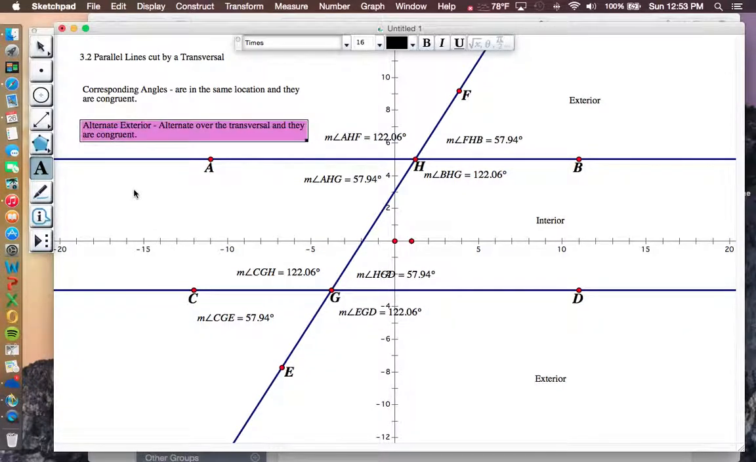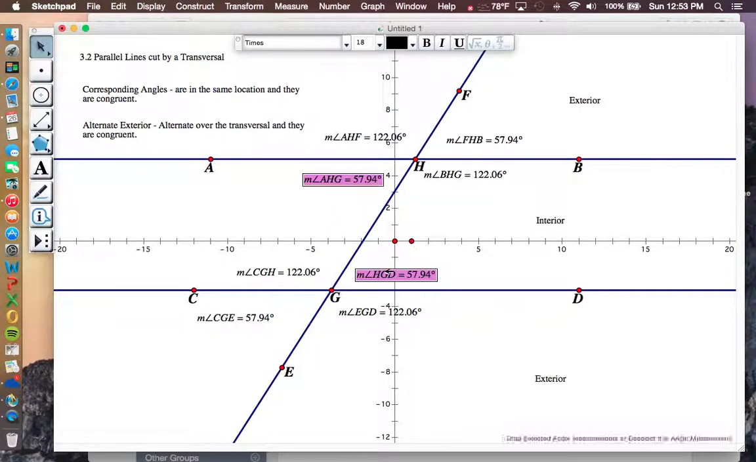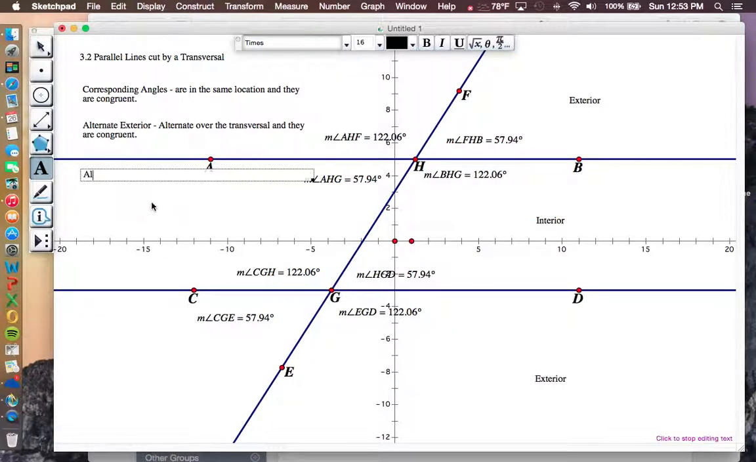Now, the other ones I want to talk about are these inside ones. So if I take angle AHG and angle HGD, we notice that those are congruent. Those are also alternating over the transversal, but they're on the interior. So I'm going to call those alternate interior. And those alternate over the transversal, and they are congruent.